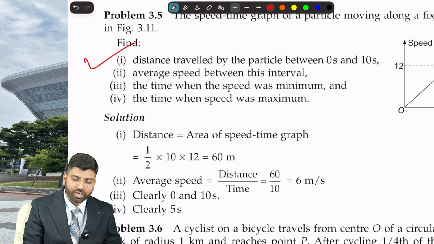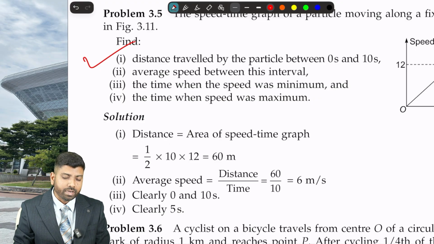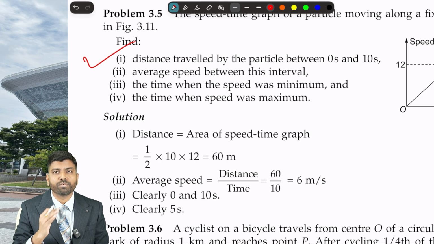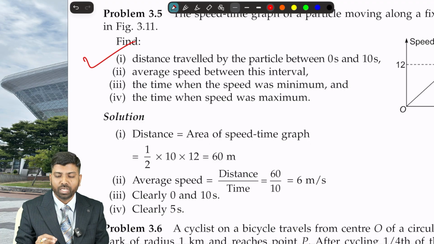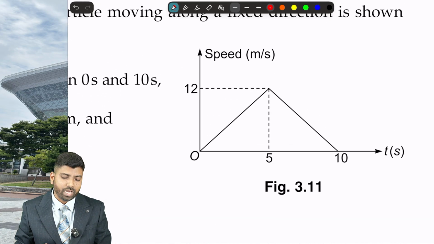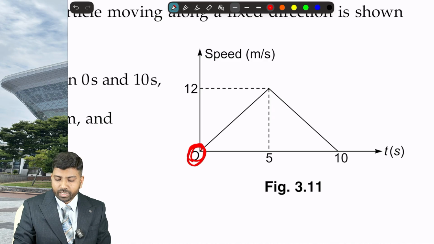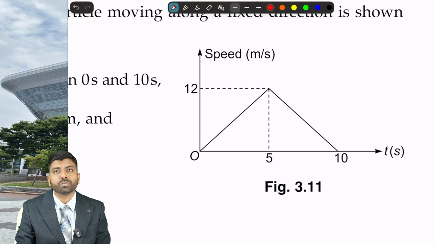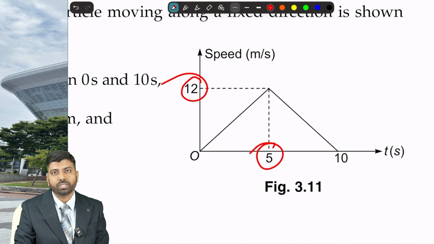The first one, we need to find out the distance traveled by the particle from 0 second to 10 second, right? And the average speed, point to be noted, the average speed between this time interval from 0 second to 10 second, and the time when the speed was maximum and the time when the speed was minimum, right? If you look at this graph very closely, the minimum speed is 0 when time was 0, and here also the minimum speed is 0 when time is 10 seconds. And the maximum speed is 12 meter per second when the time is 5 seconds, right?